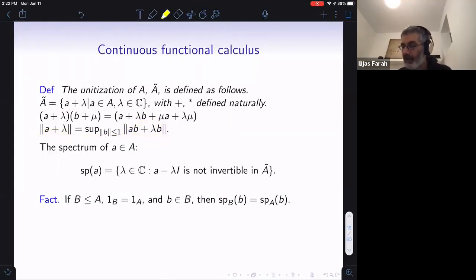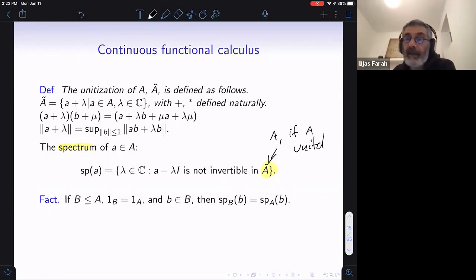Here is a definition. The spectrum of an operator in a C-star algebra is defined, and this is why we needed unitization, I want a unit here. Look at all scalars lambda such that a minus lambda I is not invertible in A tilde. And now I see there is a typo. Here we don't really want A tilde. If A is unital already, we just take A, because otherwise you would end up with zero in the spectrum of everything.